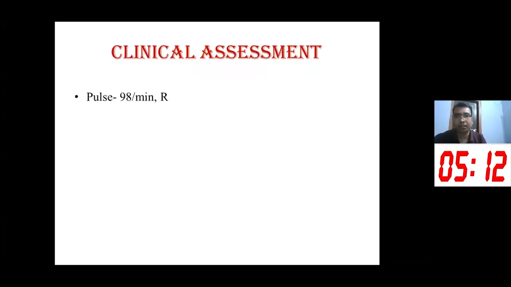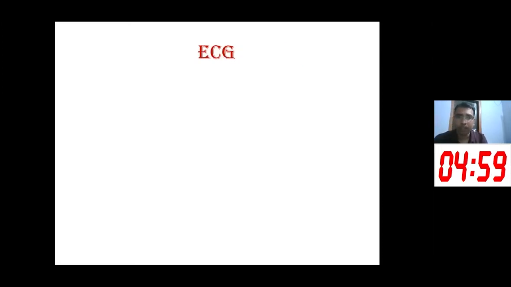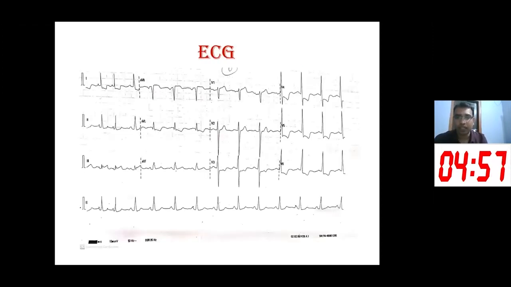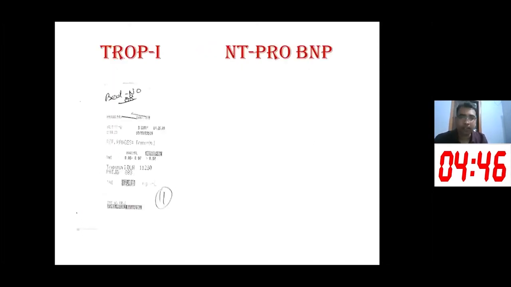On clinical examination, he had a pulse rate of 98 per minute, regular. BP was around 158/92. His chest and CVS examinations were within normal limits. The respiratory rate was around 20 per minute. ECG was done in the emergency, which revealed significant ST depression from lead V3 to V6, 1 and aVL. Troponin I was done in the emergency, which was high, and NT-proBNP was in the normal limit.